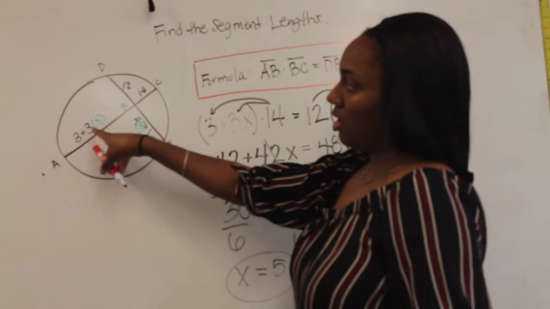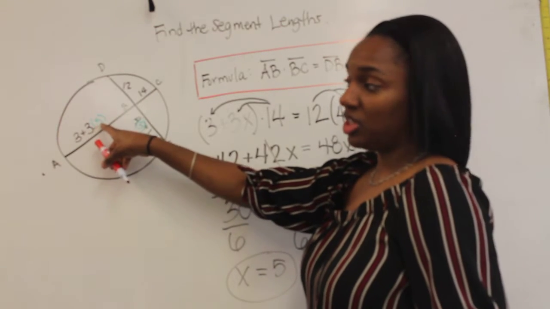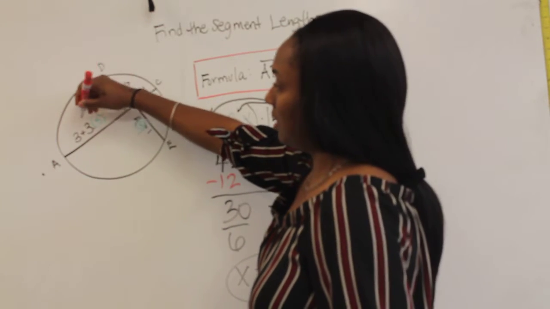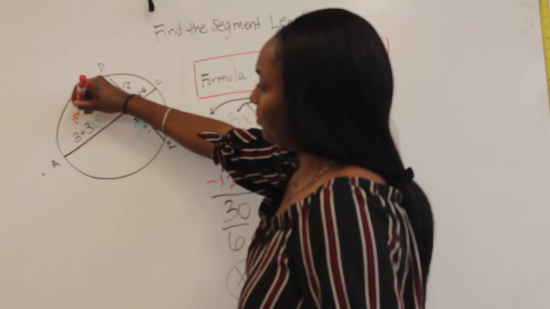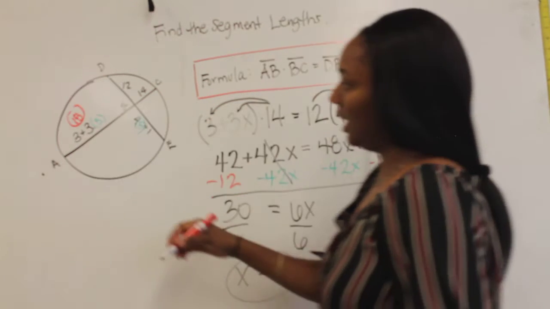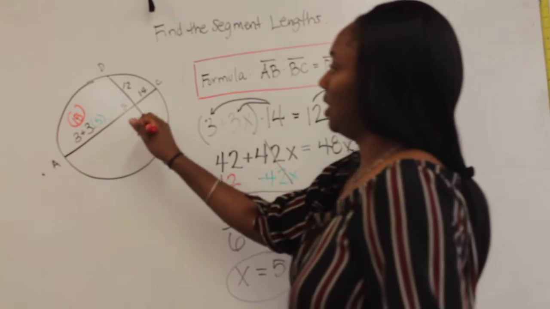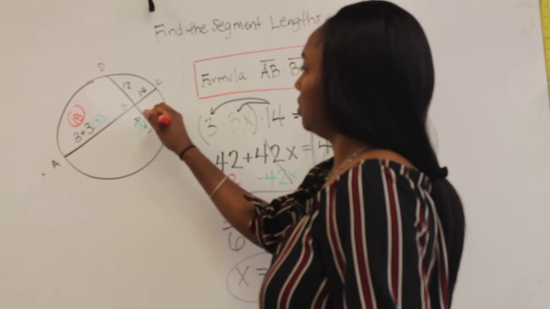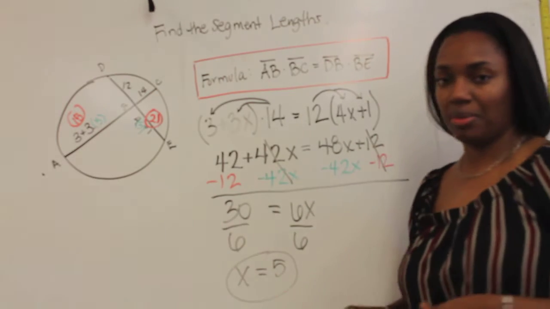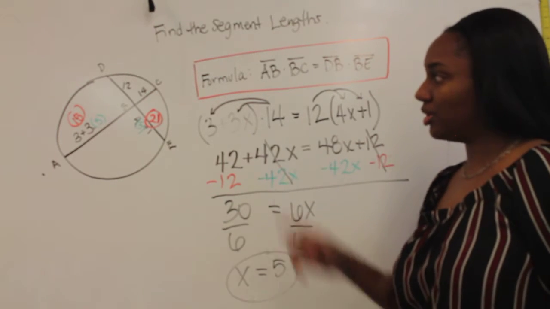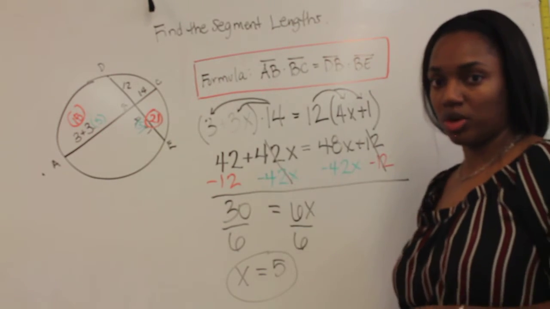This becomes 5 times 3 is 15, plus 3 gives me 18. And then 4 times 5 gives me 20, plus 1 gives me 21. So I've completed the entire circle using this formula of Chord Chord theorem.